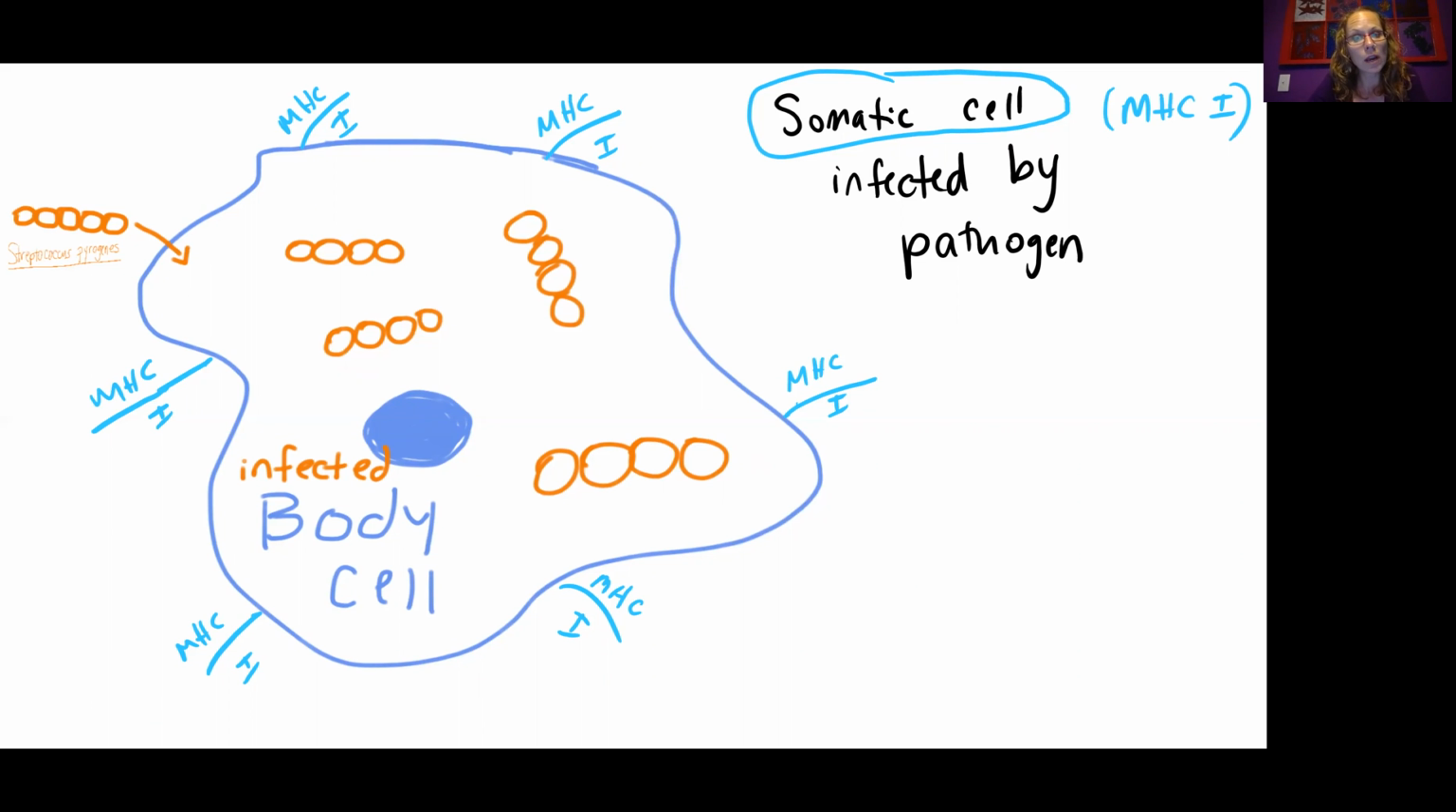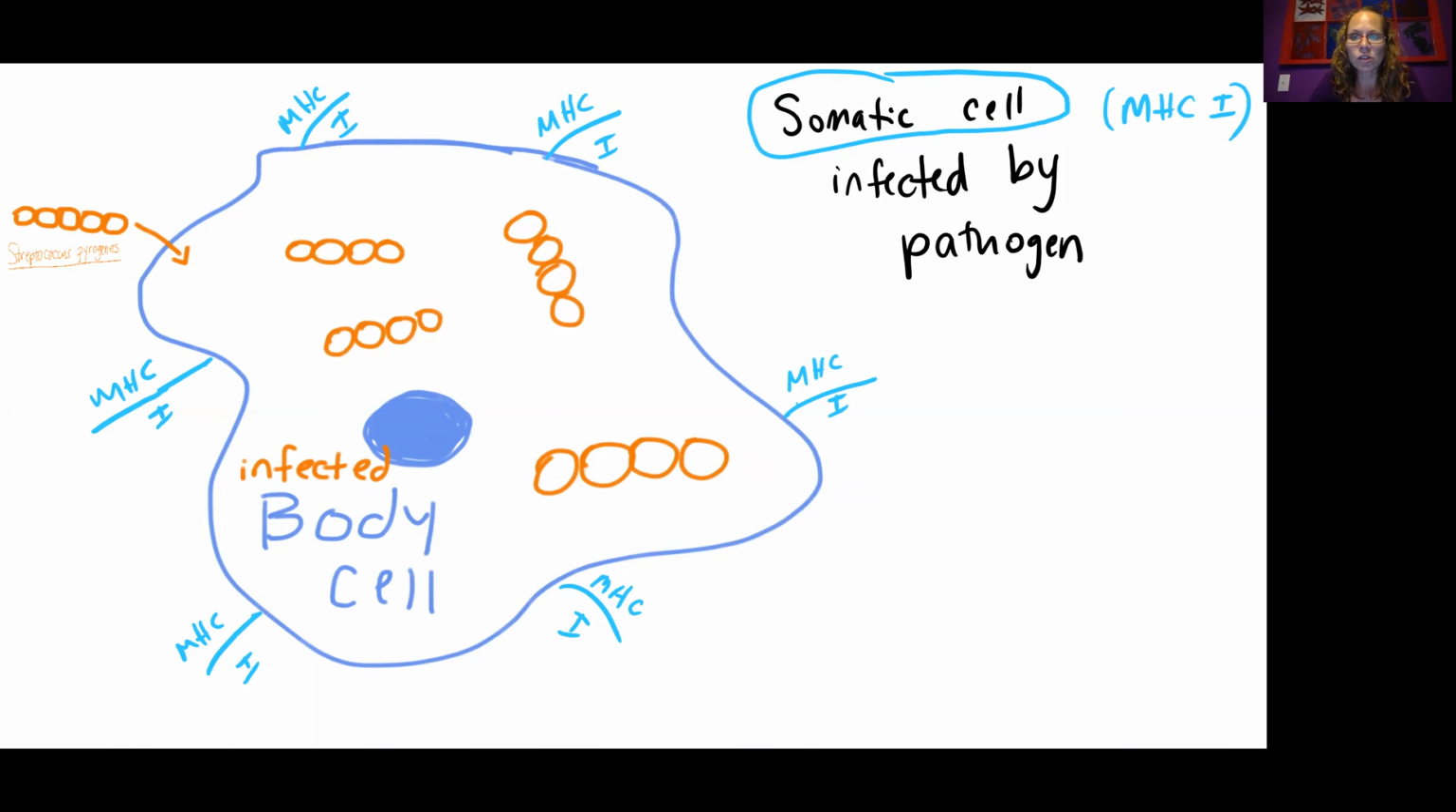Now you might want to try drawing the drawings, or you might want to just write out the steps depending on what you want to have in your notes. So you don't have to necessarily draw out these drawings. All right, so here we're looking at one of our body cells, so a somatic cell. So we know that it is going to have the MHC class 1 protein markers hanging off. And here I'm showing an organism, Streptococcus pyogenes, infecting this cell.